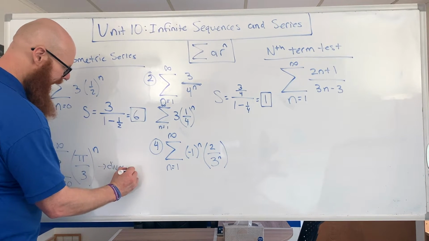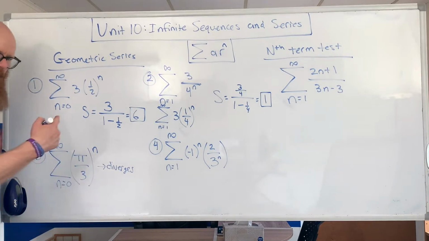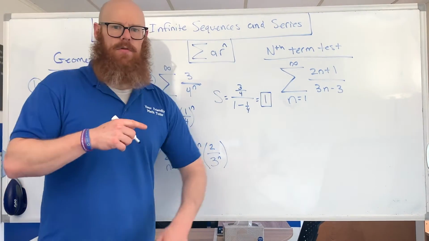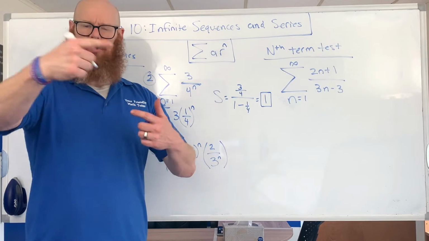Which means if we sum the terms in the sequence up, there is no wall. It just keeps going. It just grows without bound.